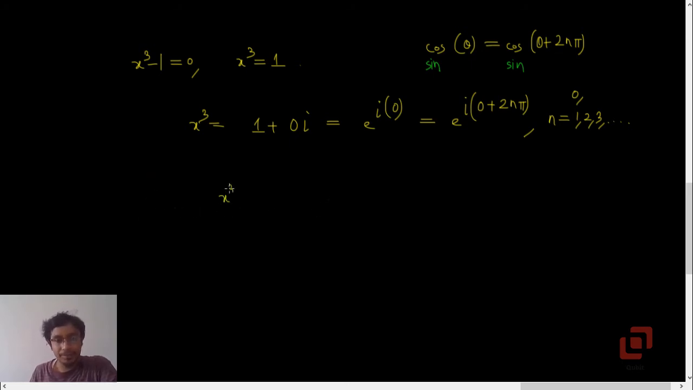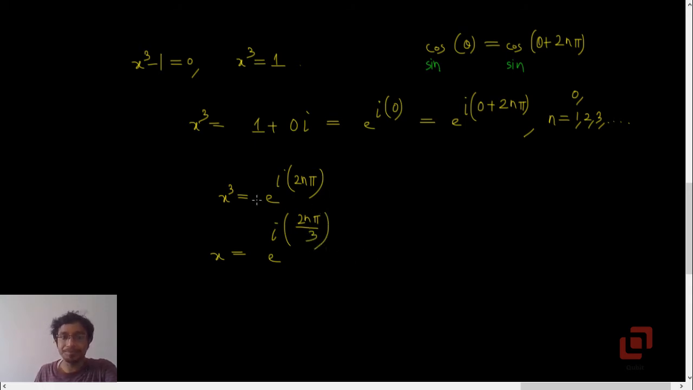For that, let's write x cube as e to the power i 2n pi. And now take cube roots. So x will be e to the power i 2n pi by 3. Okay. So again we have cleverly used Euler's formula. So now here, how many values of n are possible? 0, 1, 2, 3, 4, 5, 6.